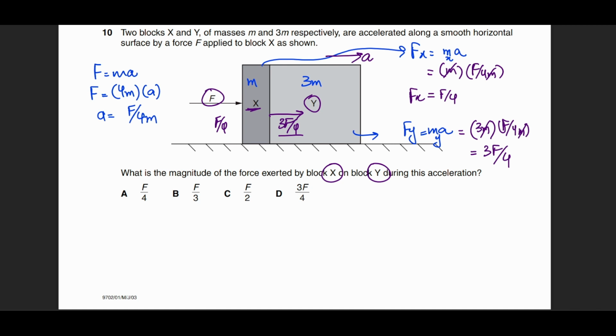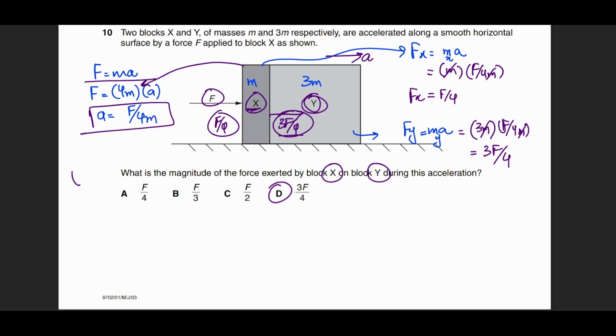So X is going to keep F over 4 for itself to accelerate and leave the rest of the force, which is 3F by 4, for the next block to accelerate. And that will be the answer D. Now, we have solved them individually, but we can see that if we combine them together, we're going to get to the same answer. In order for us to move X and Y together as a single block, we need to apply a force of F to maintain an acceleration of A.